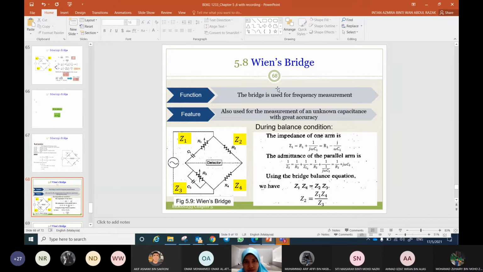The next is Wien's bridge, used for frequency measurement, also used for the measurement of an unknown capacitor with great accuracy. So in this construction, what are the unknown parameters?